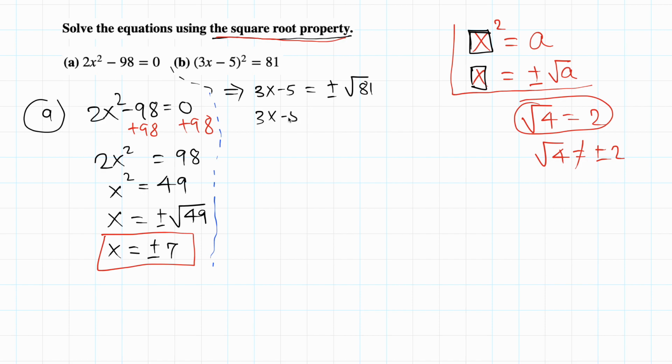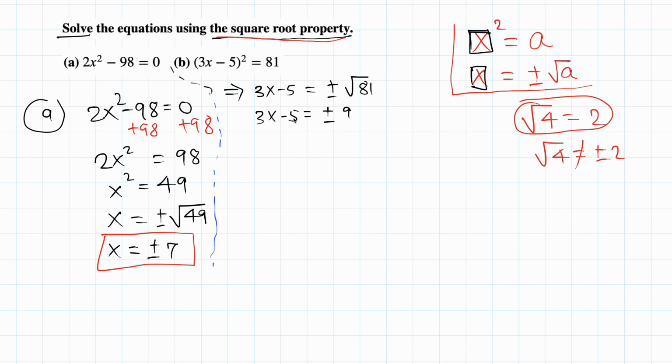That is, 3x minus 5 equals plus or minus the square root of 81, which is 9. Fortunately 81 is a perfect square number, so we get 9. We are not done. We need to solve, which means we need to get x by itself. So with plus or minus, there are two values, so we need to do two things. We will get two answers.